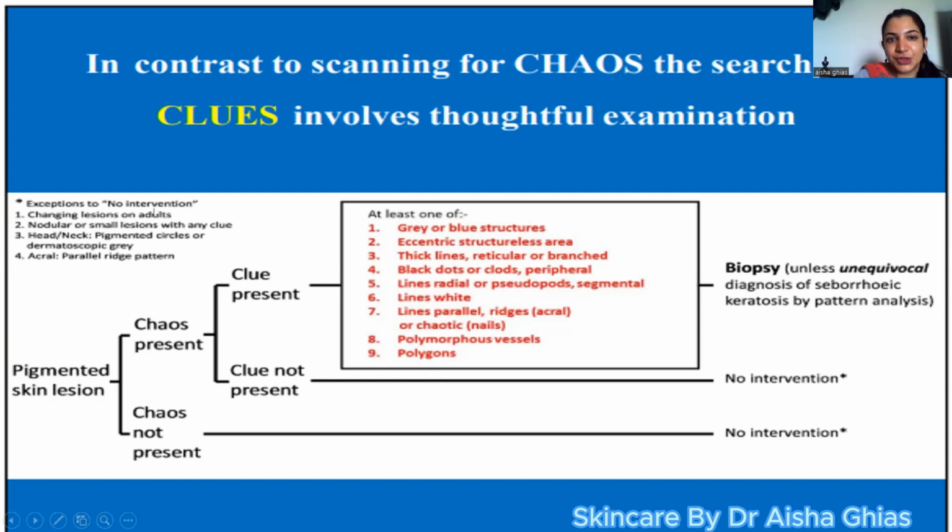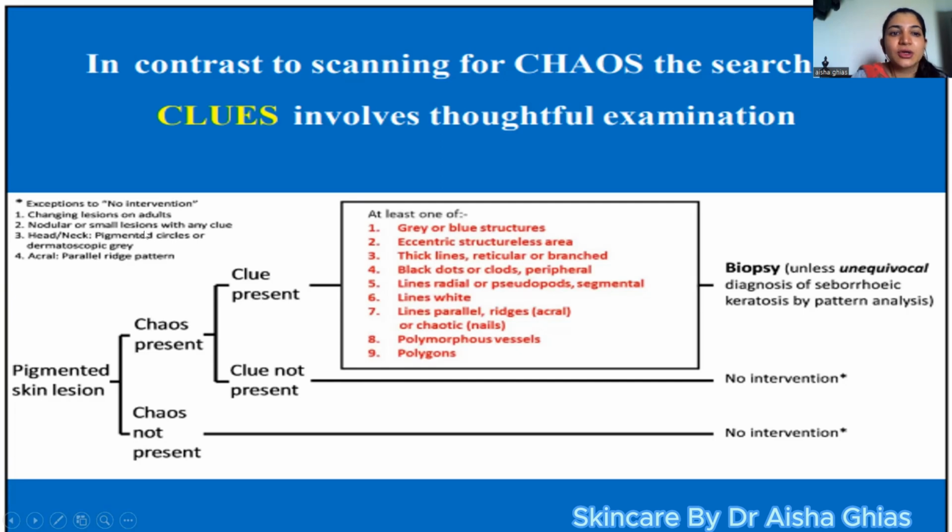And there are certain exceptions to this no intervention. See, there's an asterisk over here. So when you really do not intervene, there are certain exceptions when even if you do not have chaos or clues, you are supposed to intervene. What are those exceptions? These exceptions are changing lesion on adults. If some adults come to you with some changing lesion on the face or elsewhere, it's changing in size, in colors, if it's changing in depth in the third dimension, then you are obviously supposed to intervene, no matter if you see chaos or clues.